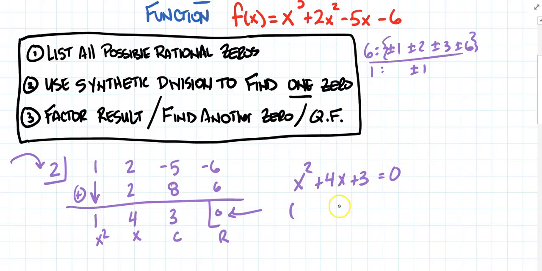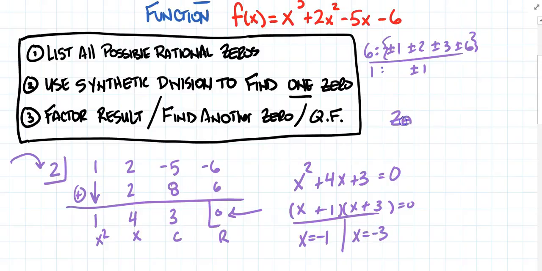Now this is a quadratic, and I can factor this quadratic. I can do x, and a 1, and a 3, and make everything positive. Set this equal to 0. So if x plus 1 times x plus 3 is 0, then it must be true that x is going to be -1, or x is going to be -3. So therefore, all of my zeros are x equals 2, x equals -1, and x equals -3.